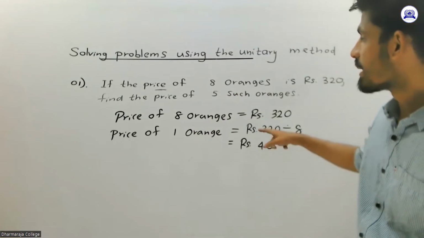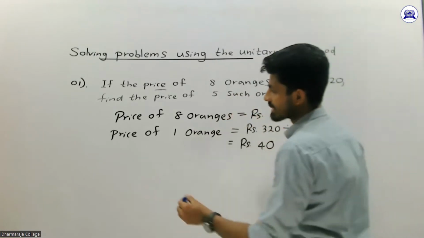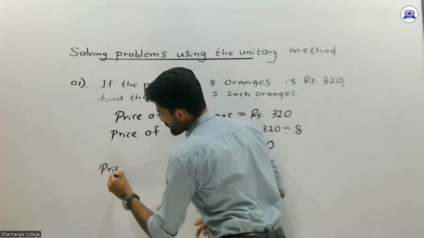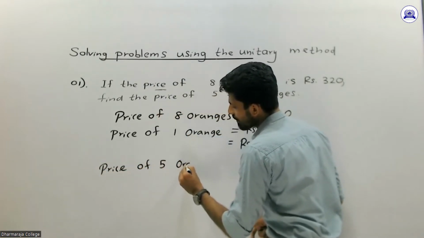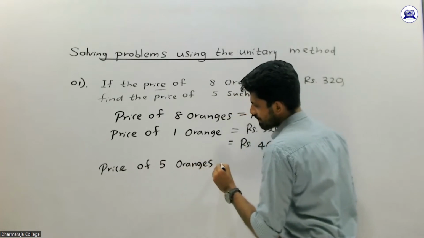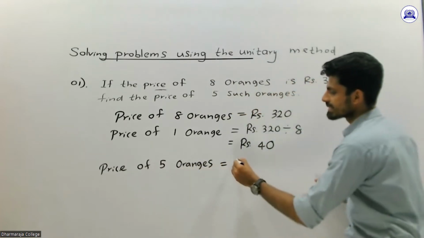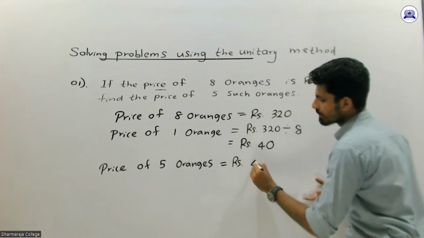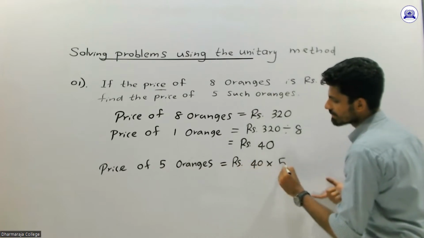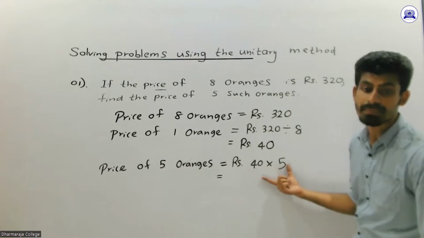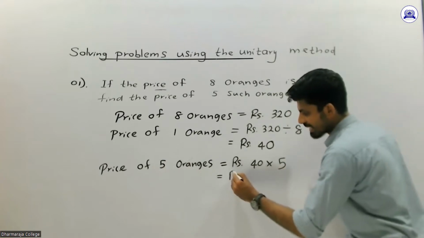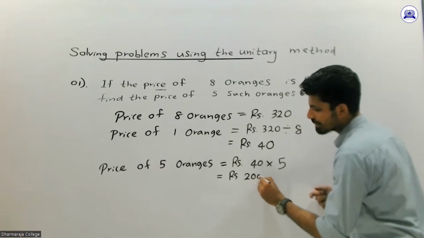So they are asking, what about 5 oranges? Then I'm writing down the sentence: price of 5 oranges is 40 rupees multiplied by 5. So what is the answer? 200 rupees.